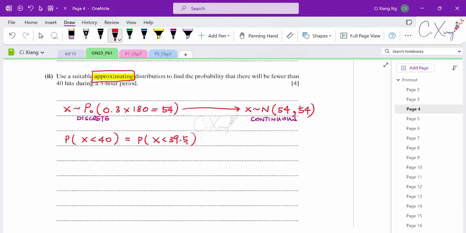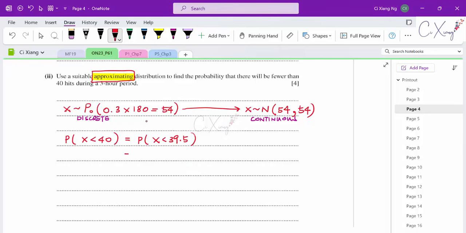All right, so if you need a way to remember this process, whether it is plus 0.5 or minus 0.5, please go and search my playlist that includes the lecture notes video about this topic, chapter 1. So you can have a look at the continuity correction in detail.